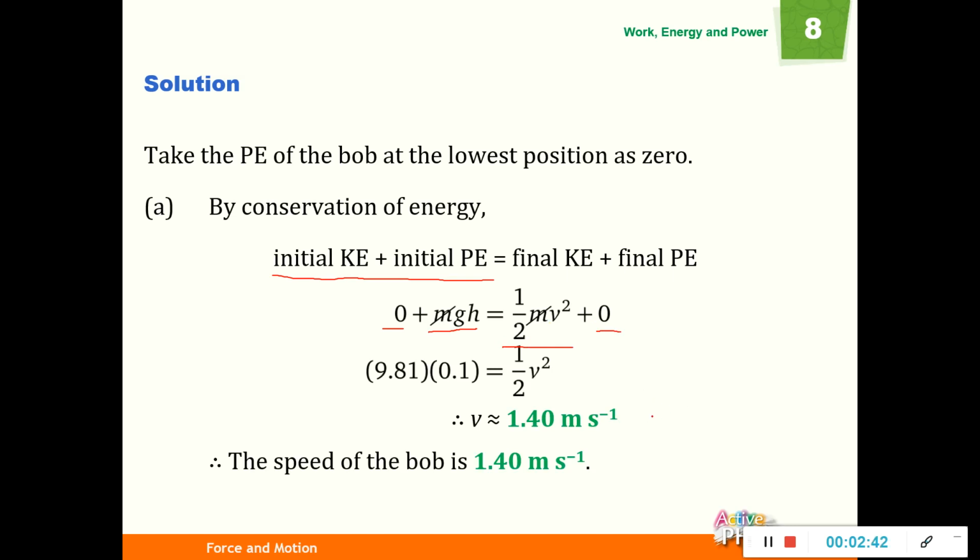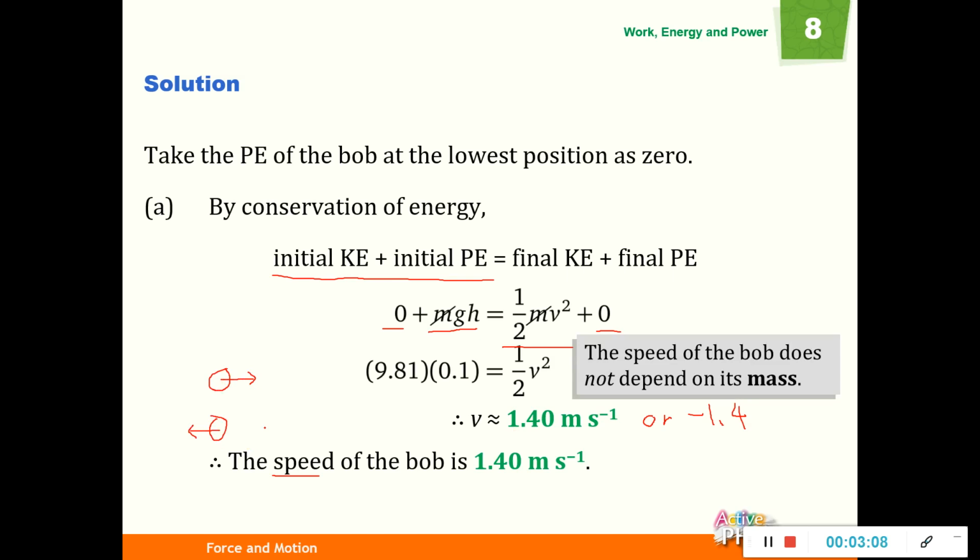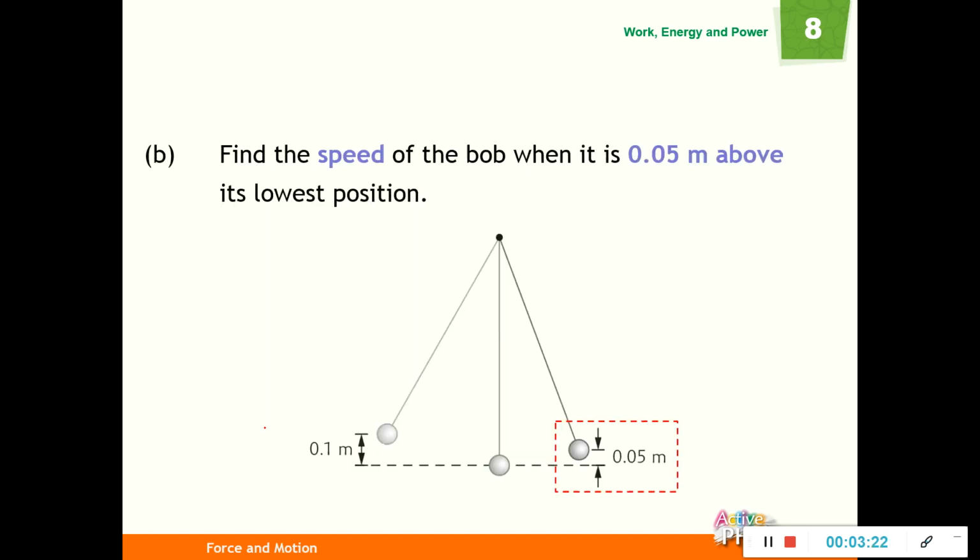Of course, in examination, I suggest you put negative 1.4. But finally, what is the final answer? If the question asks you the speed, they are the same. But if the question asks you what happened, you should say that it goes to the lowest point, maybe moving towards the right hand side or towards the left hand side, depending on the situation. And this solution tells us that M will cancel each other. So this tells us that it does not depend on its mass.